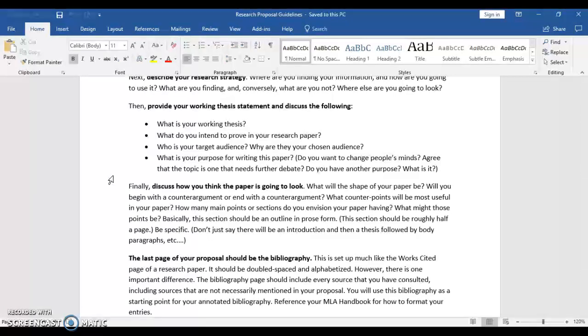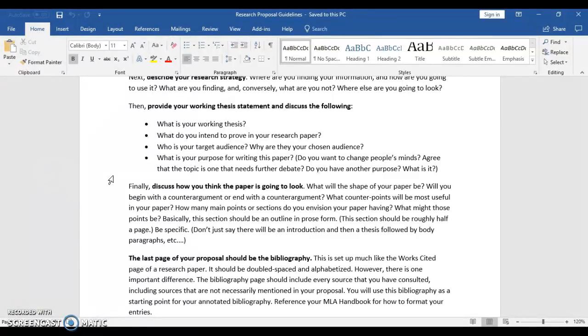What's your working thesis statement? It should be tweaked a little bit from your interest inventory. You've got more information now, so you can make it more robust, more focused, more narrow, closer to what you might put in your essay. What do you intend to prove? Be as specific as possible with that.